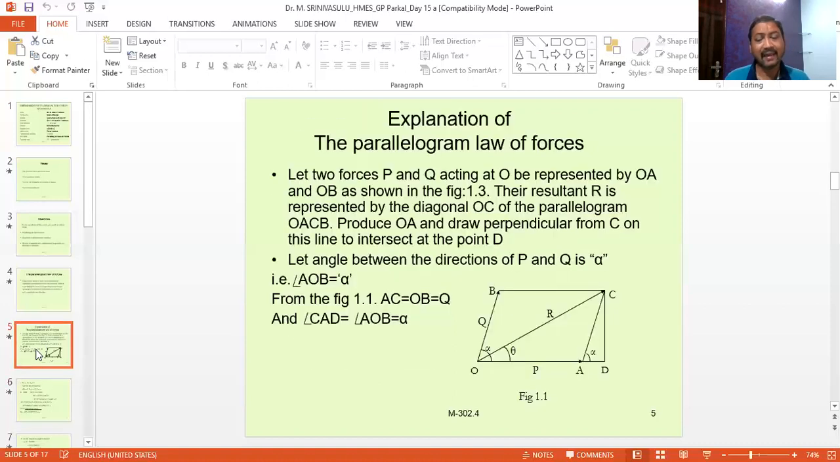And here generally the lengths are proportional to the magnitudes of the forces. Here OA is proportional to the amount of force P, and similarly OB is proportional to the amount of force Q. The P value and Q value will not be given, however the force P has more magnitude than the force Q, that is P is greater than Q in this case.